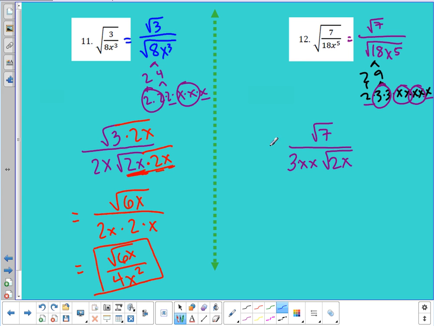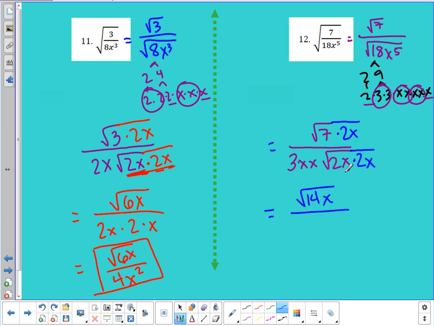Now I've got to rationalize. So I'm going to extend this radical. And again, I'm not worried about the stuff that's already outside. As long as it's outside of the radical, it's fine. I am worried about this stuff that's underneath. So I need an extra 2x, which means I need an extra 2x on the top as well. So now the new top looks like the square root of 14x.